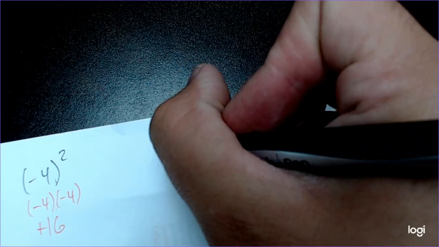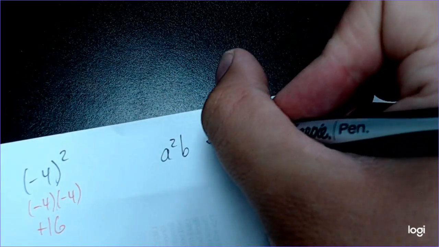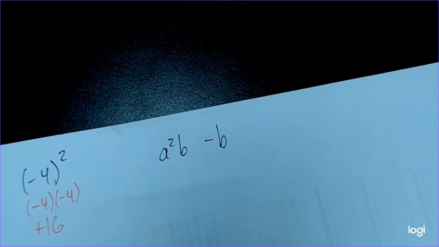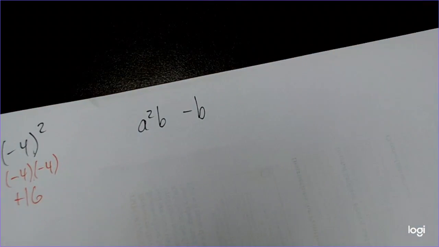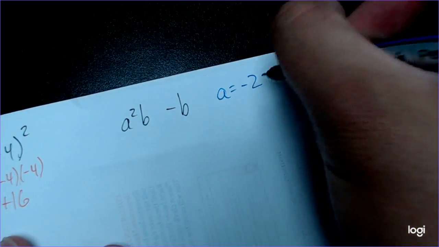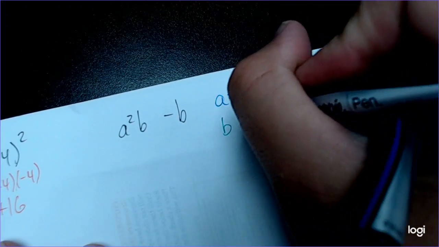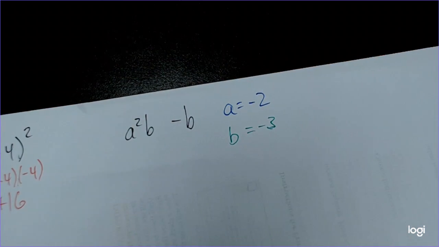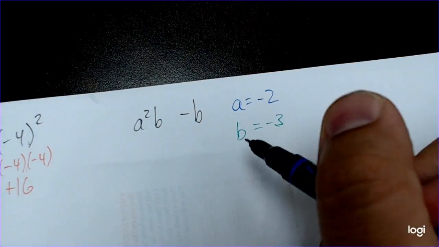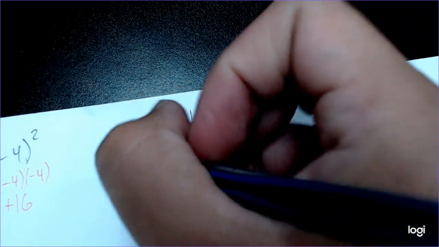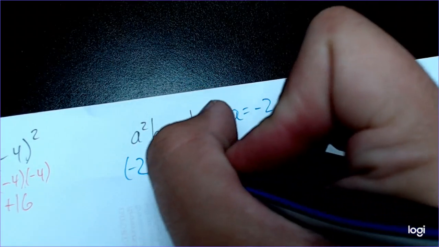They'll tell me, we'll say, a squared b minus b. I need to evaluate this if a is equal to negative 2 and b is equal to negative 3. So what I'm going to do is my favorite thing in algebra, which is I'm going to rewrite the numbers. And remember, whenever we're doing evaluations, we have to plug these numbers in inside of parentheses, right? So instead of writing a, I'm going to write parentheses negative 2.